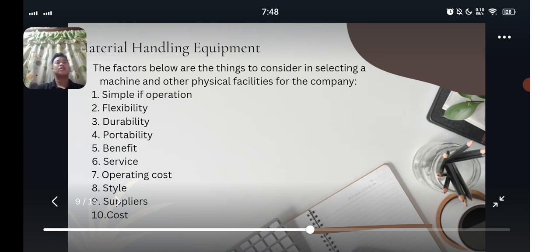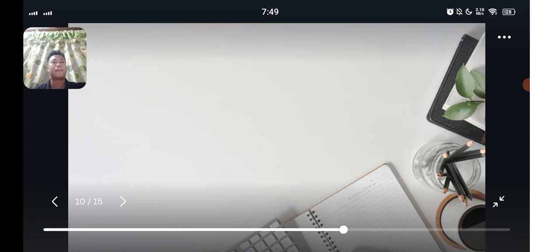Suppliers: when purchasing such machines and equipment, the business should always give priority to the suppliers, of course. Then costs: generally speaking, performance improves as cost rises. The machine's cost is offset in terms of labor savings, low maintenance costs, etc. So, that's all for material handling and equipment. We're going to proceed to the next one.